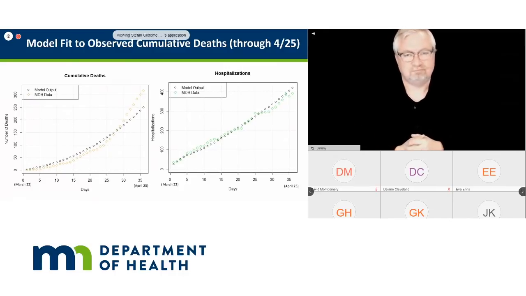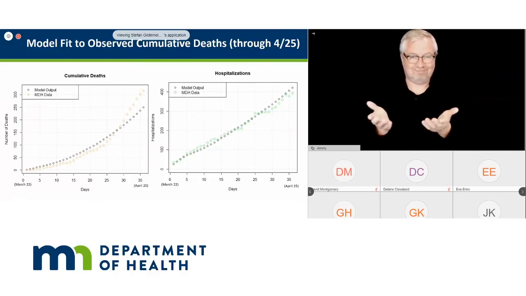Sure. Yeah, thanks. So here what we're showing you is, for our base case parameter set, the model output, those are the black dots, against MDH surveillance data.